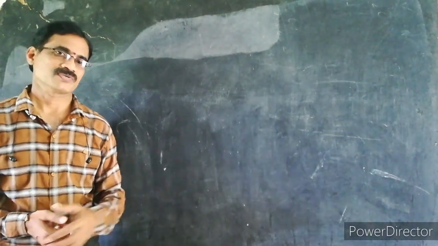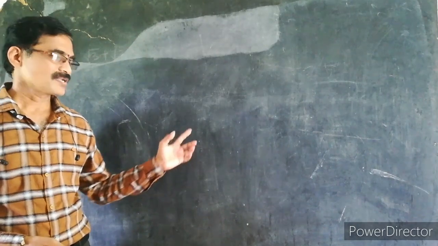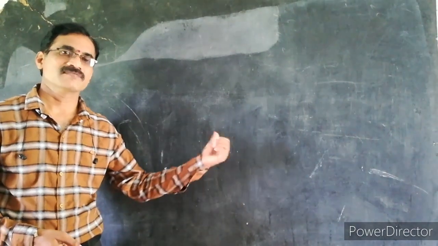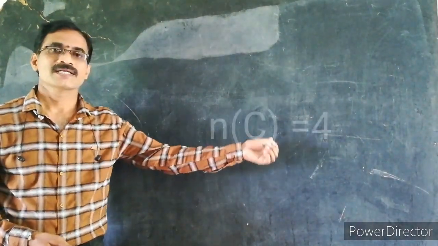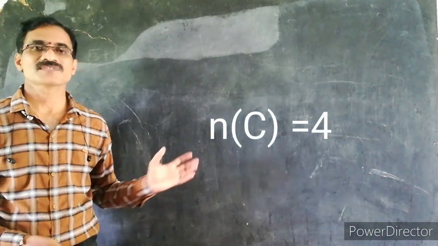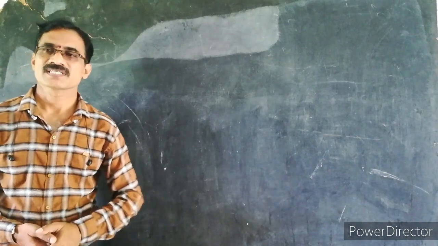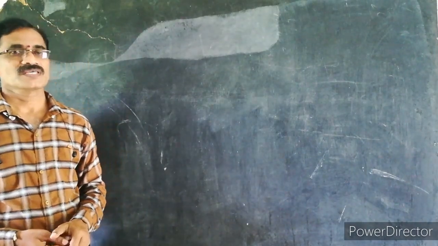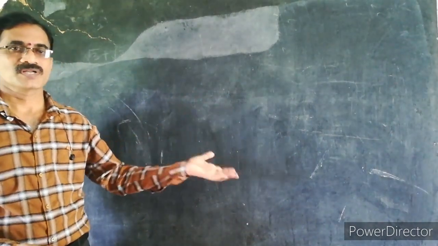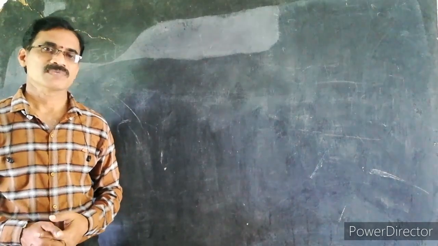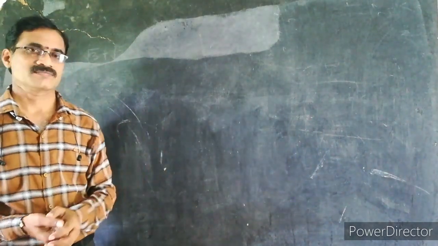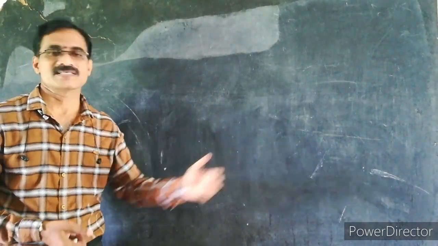Okay. So n(C) now you can write F, O, L, W. So how many letters? 4. n(C) is equal to 4. So this is the cardinal number of set C. So in this way you have to define and you have to write the cardinal numbers of given sets, only for finite sets. Okay.